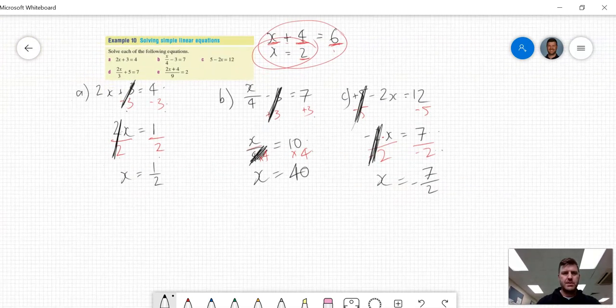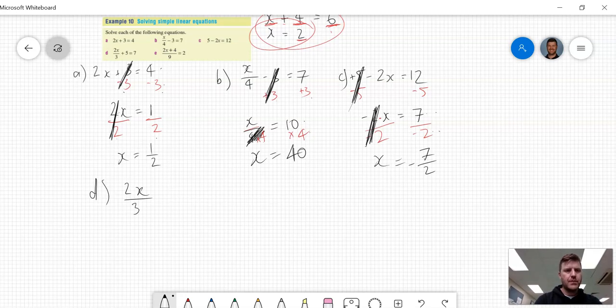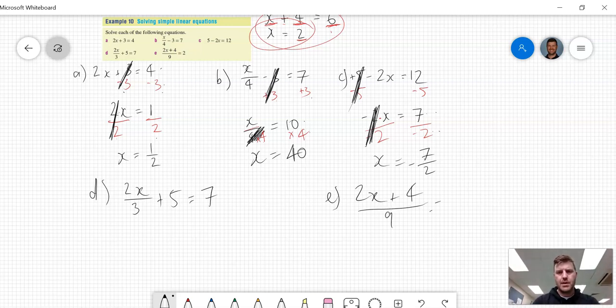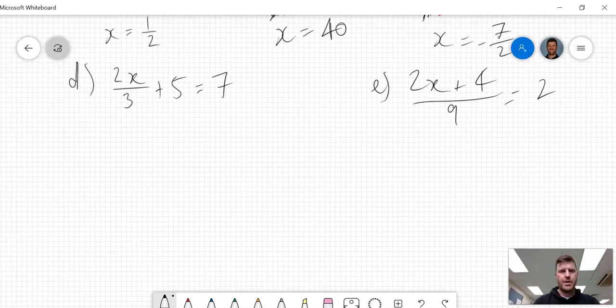Right, give myself some room, and I'm going to write the example 10d here, which is 2x over 3 plus 5 equals 7. And I may as well write example E as well, which is a little bit longer. 2x plus 4 over 9 is equal to 2. Right, let's start with example D and how we go about solving that.